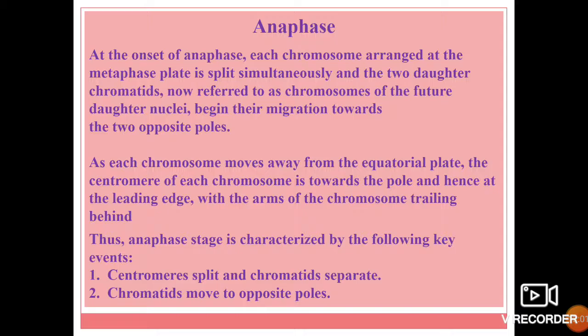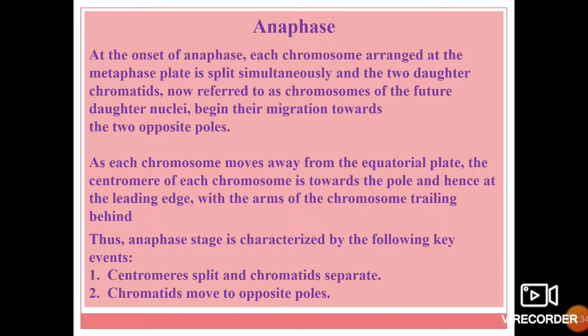Remember, the chromosome had already doubled earlier. So what is happening now? The doubling is only becoming separated, but by no means has it become qualitatively half or quantitatively half. It is the double of the sum which is coming down to its normal value. So each chromosome moves away from the equatorial plate. The centromere of each chromosome is towards the pole, and hence at the leading edge.